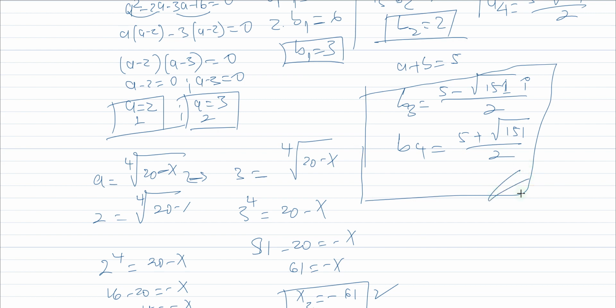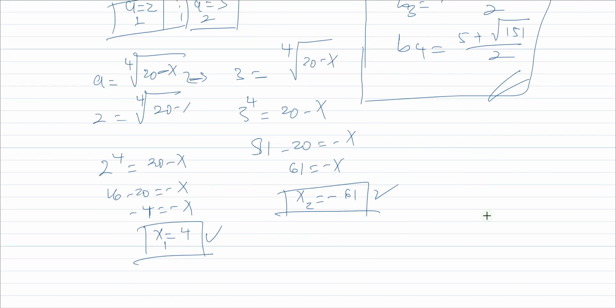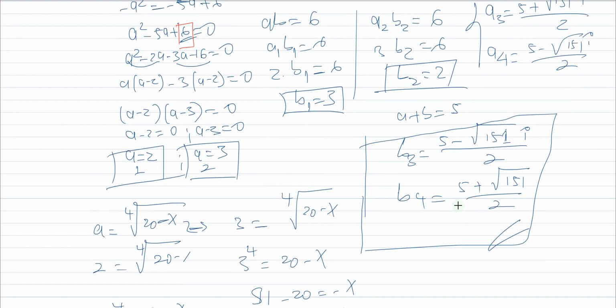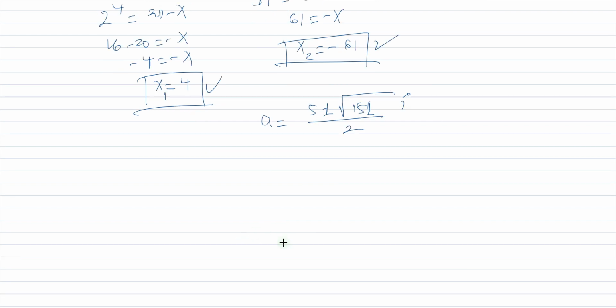Okay, so now we solved the second case, now let's find the other values of x, right? So I'm going to keep using the values of a. You can use the values of b. As I already said, you're going to get the same answers. So my a, then a3, the values of a, so we have a is equal to 5 plus or minus square root of 151i divided by 2.